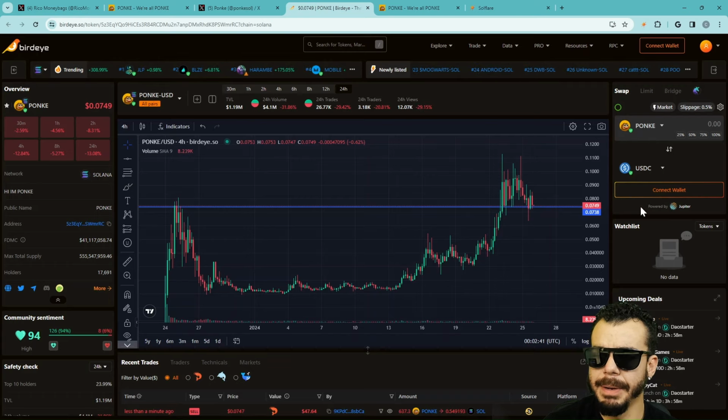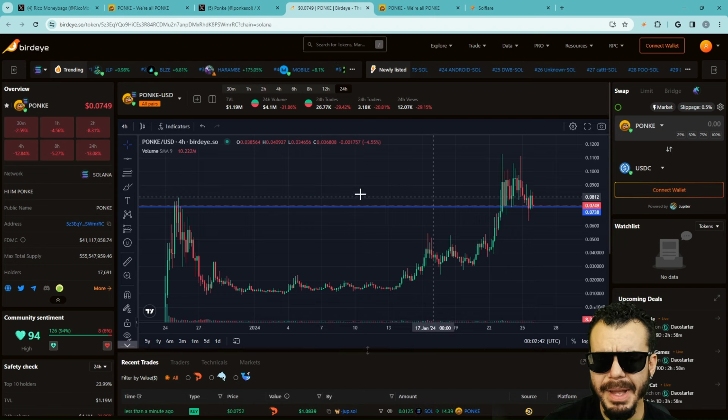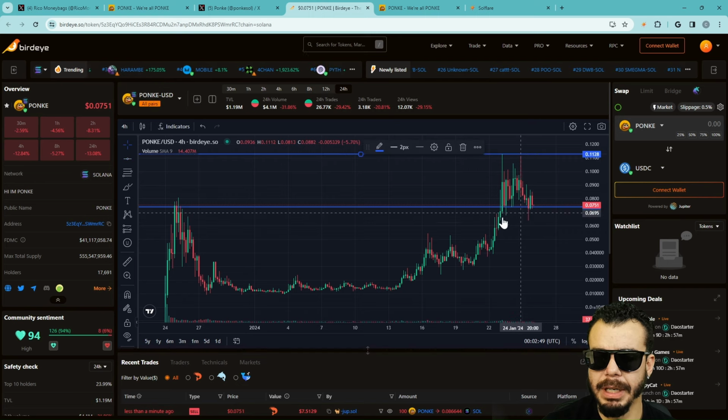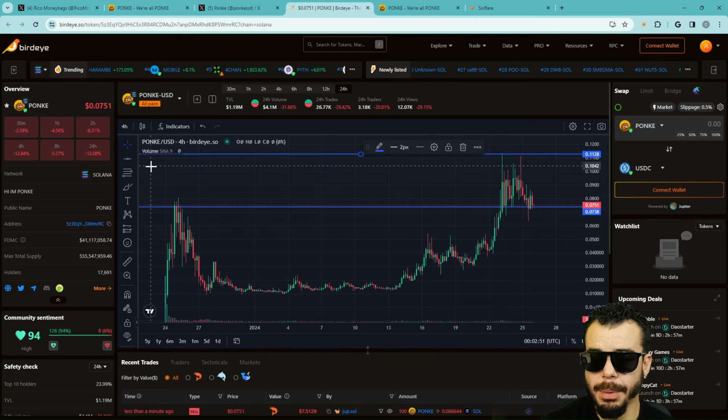It's not connected just yet, but we'll connect the wallet. And I'll show you guys what's up. So we're going to layer this chart up. We got the all-time high. We'll count it on the wick at 11 cents, right? We're holding on to this. This is a prior resistance. This is the 4-hour chart.